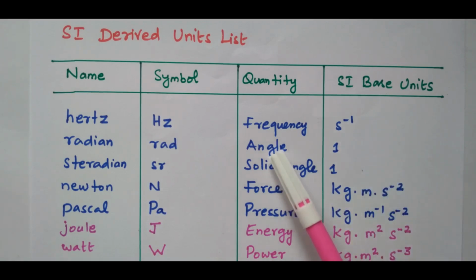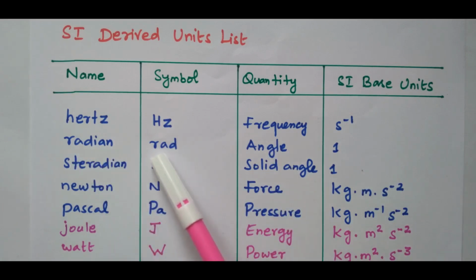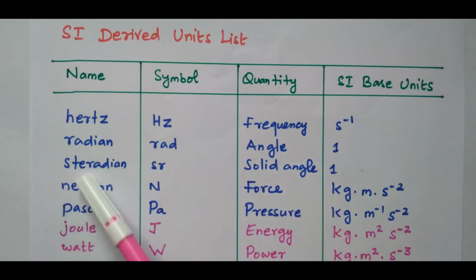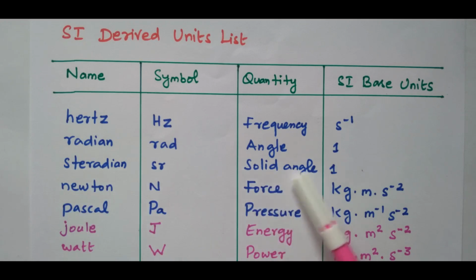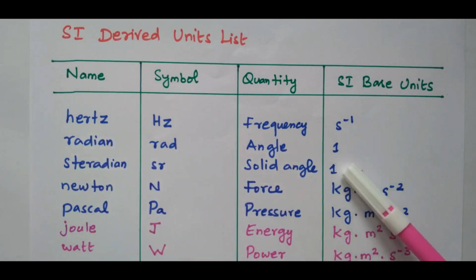Next one, angle. It is measured by radian. The symbol is rad. The base unit is 1. For angle, we have one more, solid angle. Steradian, sr, is used for solid angle. Normal angle is referred to by radian. For that also, the base unit is 1.